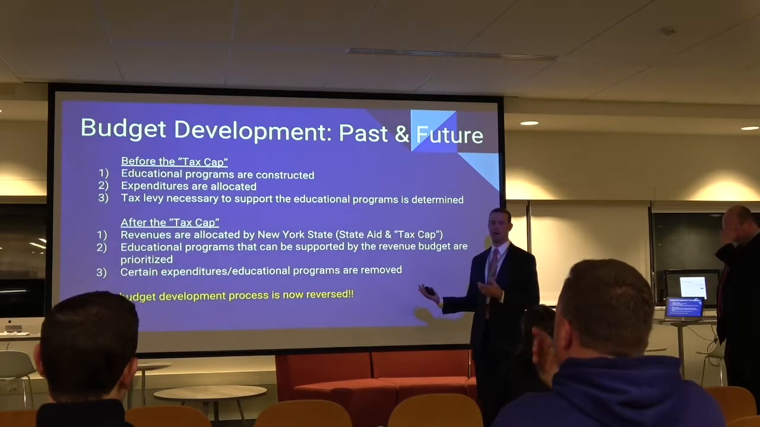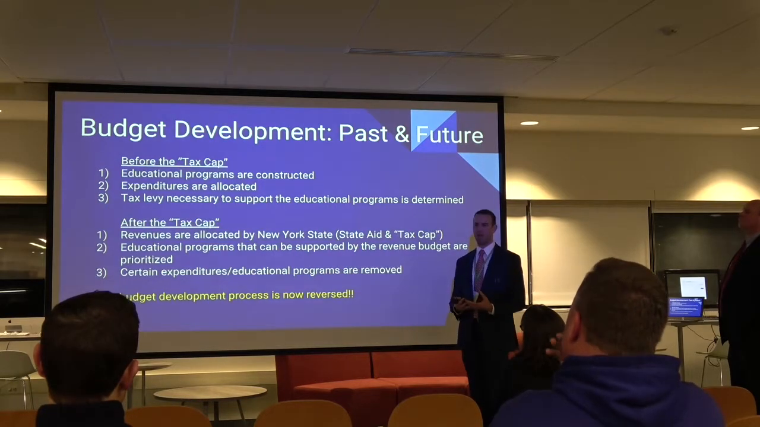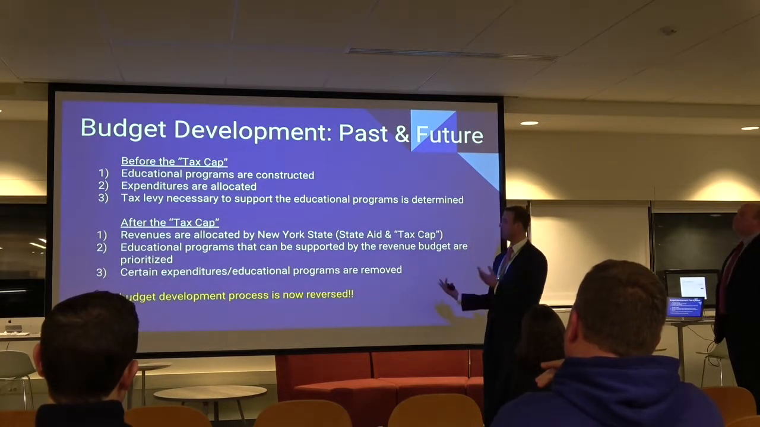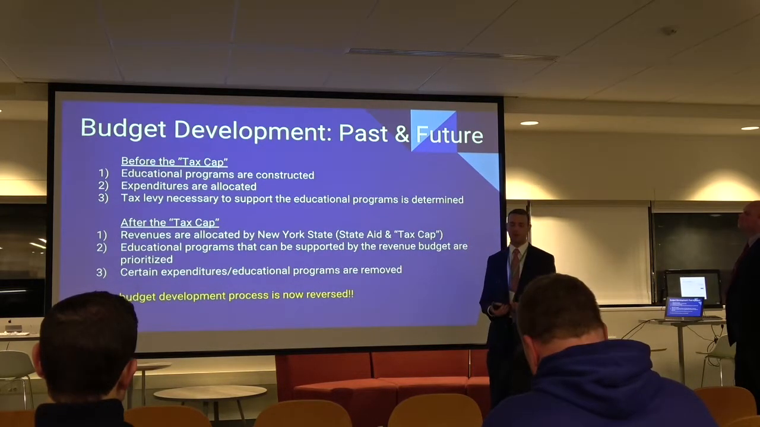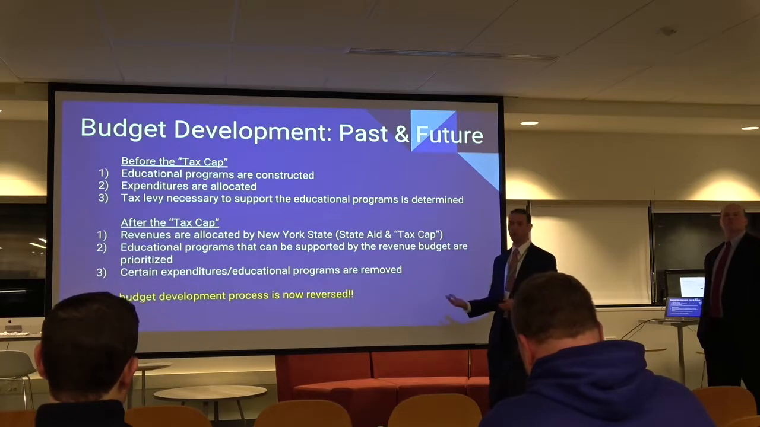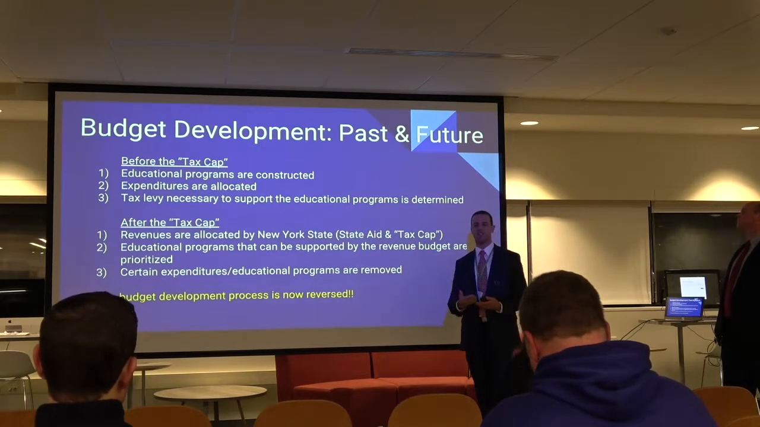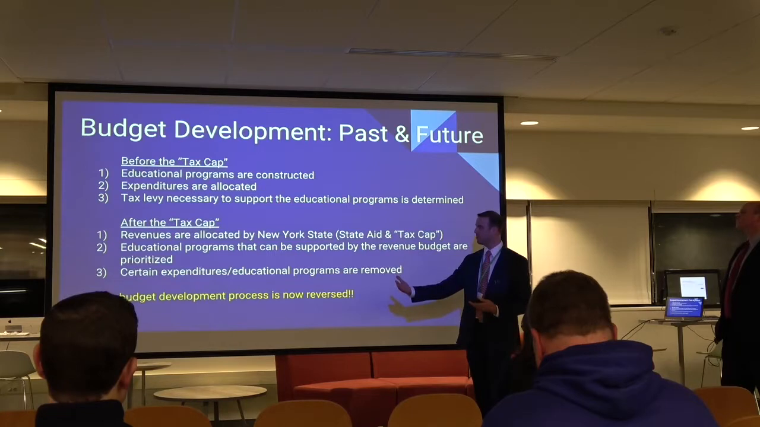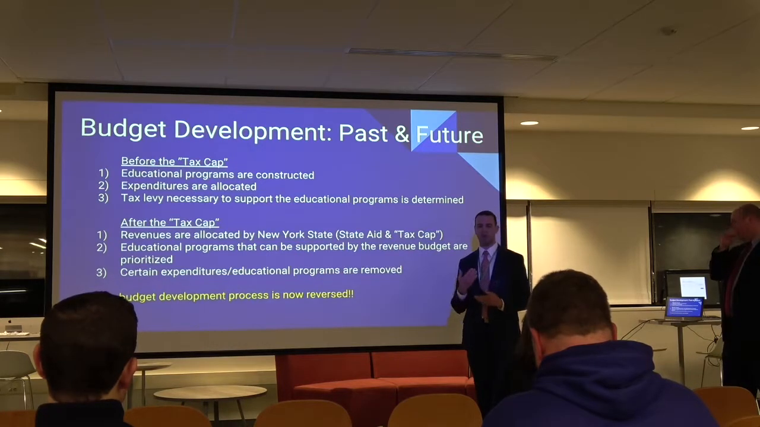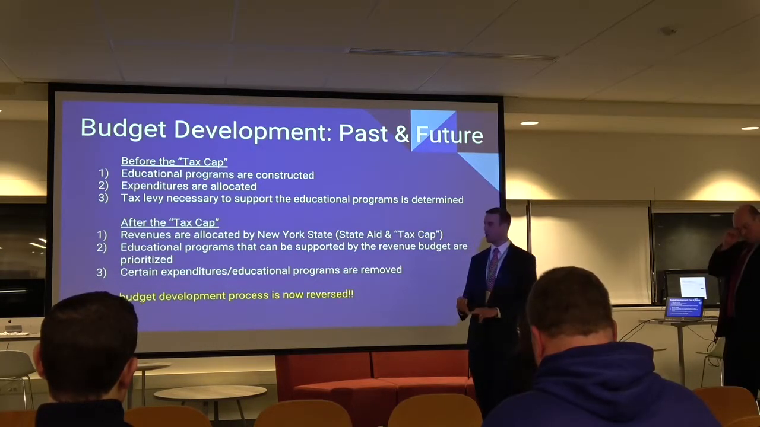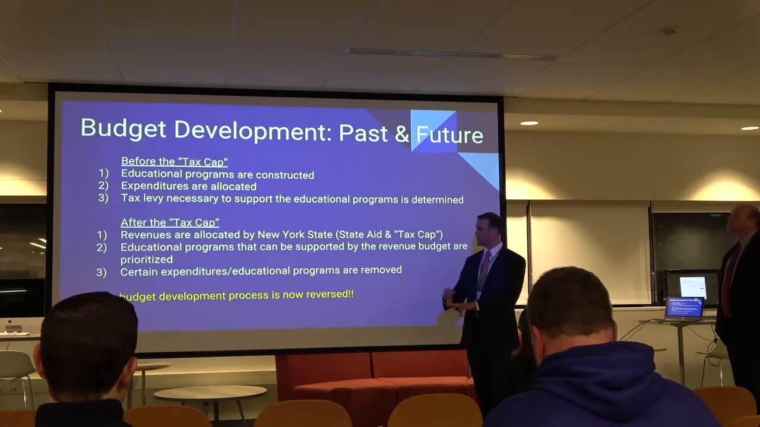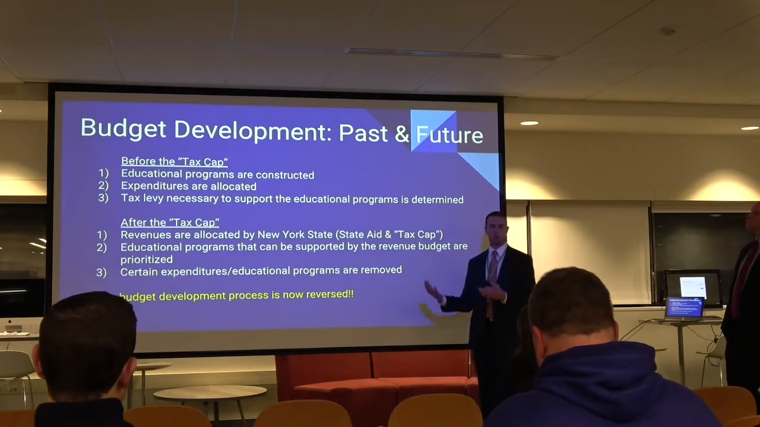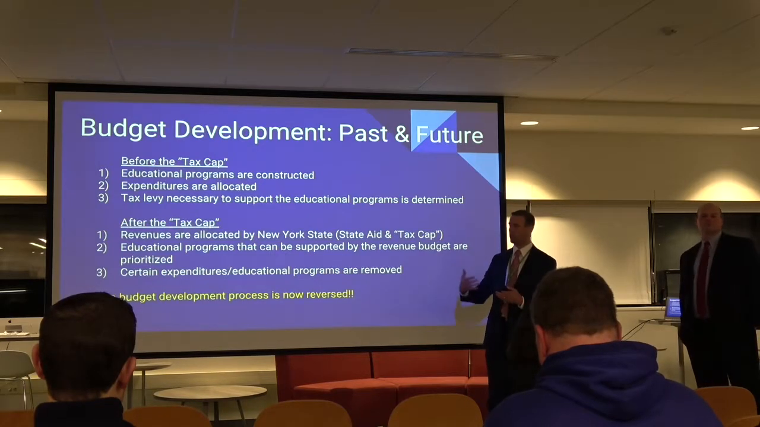So just to give a little history, before the tax cap came into play, traditionally the superintendent would develop the educational instructional program for the district. The state would allocate state aid, and then the district would come up with the tax levy necessary to support the instructional program. After the tax cap, they reversed the process. Instead, the state tells the district how much they can raise taxes by virtue of the tax cap. The state provides an allowance of state aid, and then the district is forced to make reductions in order to meet the revenues, in order to meet the tax cap.